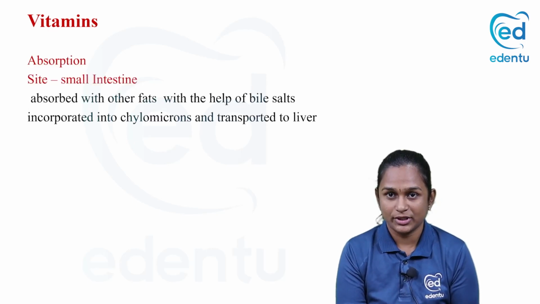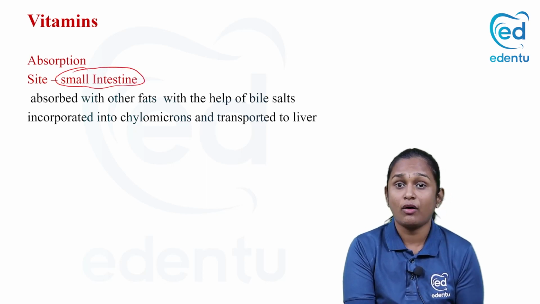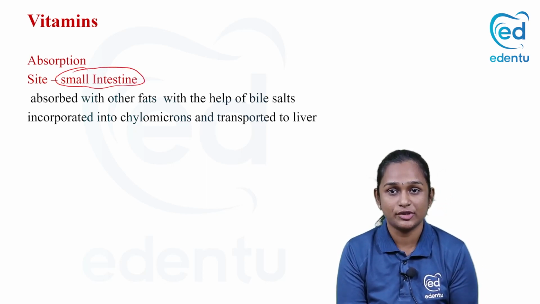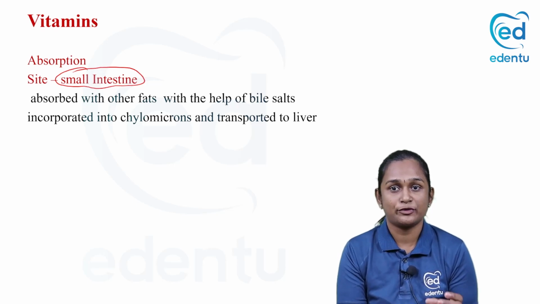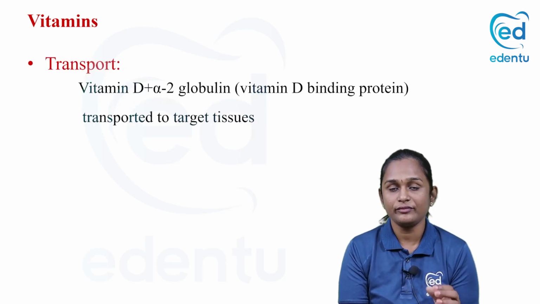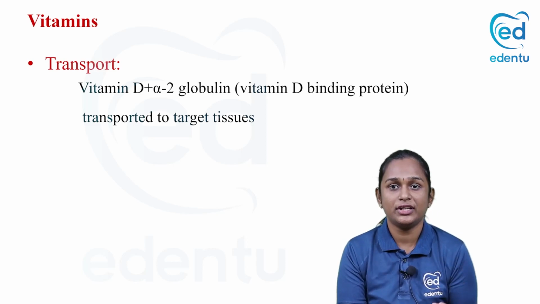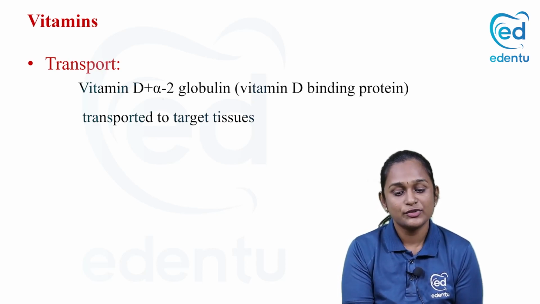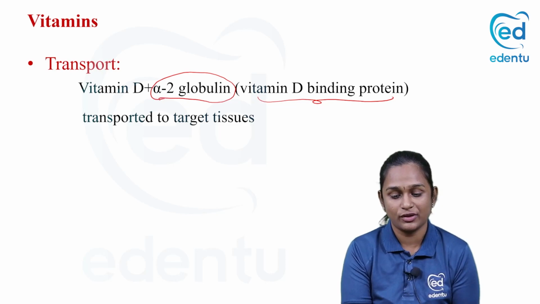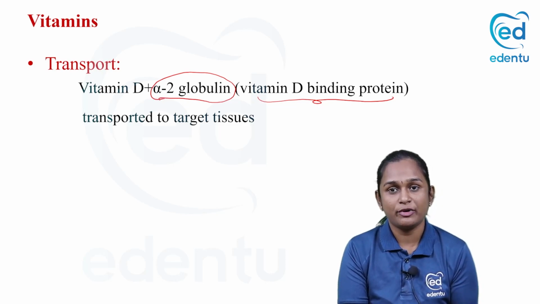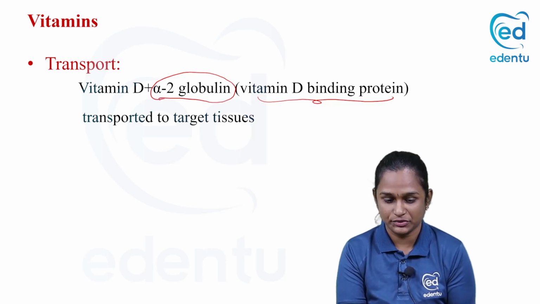And where is it absorbed? It is absorbed in the small intestine, like all other fat soluble vitamins. It gets absorbed along with the fat with the help of bile salts, and it gets incorporated into the chylomicrons and is transported to the liver where it gets stored. Whenever required, this vitamin D will be released from the liver, and since it is a fat soluble vitamin, it definitely needs a transport or carrier protein. Here the carrier protein is the vitamin D binding protein, otherwise called alpha-2 globulin. So vitamin D will be bound to alpha-2 globulin and it reaches the target tissues.